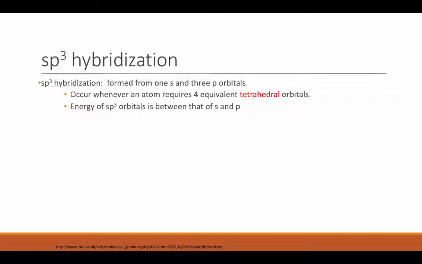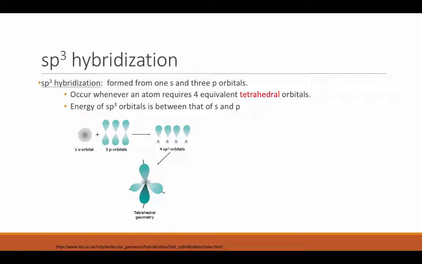The energy of the sp3 orbital is between that of the s and the p level. Likewise, the shape is between that of s and p. Here we have the spherical 1s and the bow tie shaped 3p.